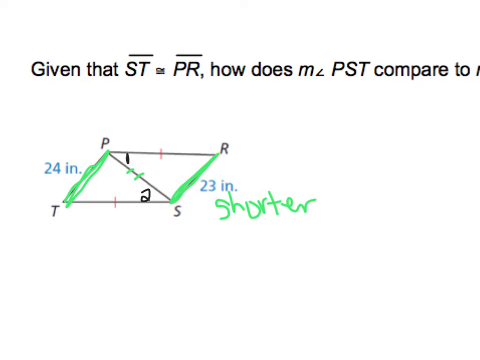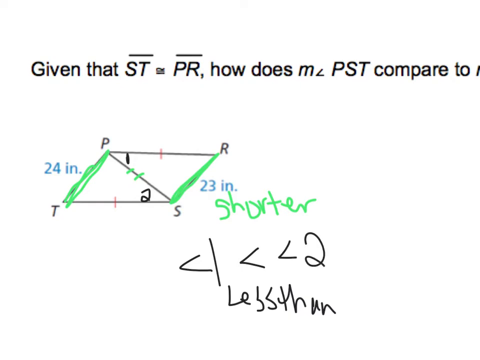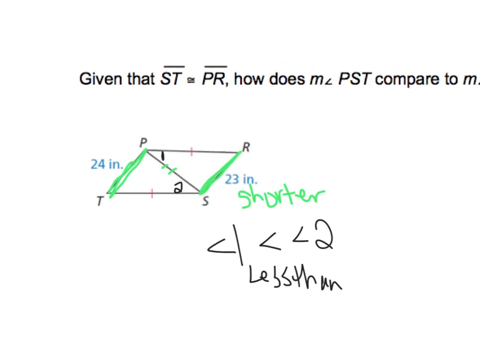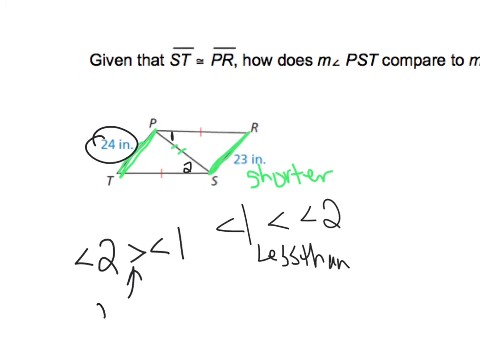So if 23 is shorter, that means angle 1 is going to be less than angle 2, or the measure of angle 2, because this side is longer. Or we could also say that angle 2 is greater than angle 1, if we wanted to think about it the other way, because those are both saying the same thing.